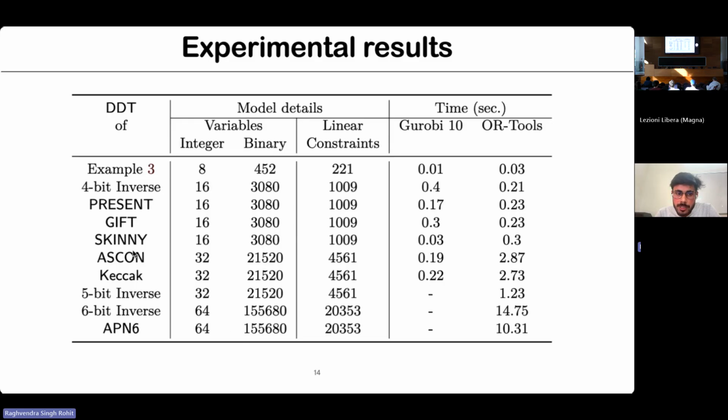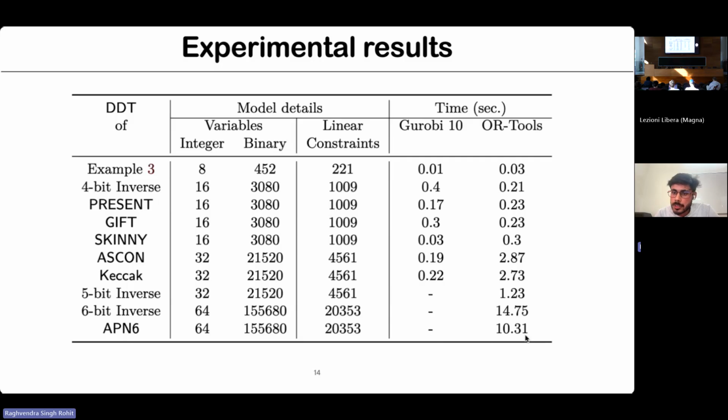So in column 1, you can see different S boxes, and then we have the model details, and we are using 2 solvers for this problem. So let's say we have a DDT of 6-bit APN. If we are solving it with Gurobi, then within a time limit of 1 hour, it could not give the S box.